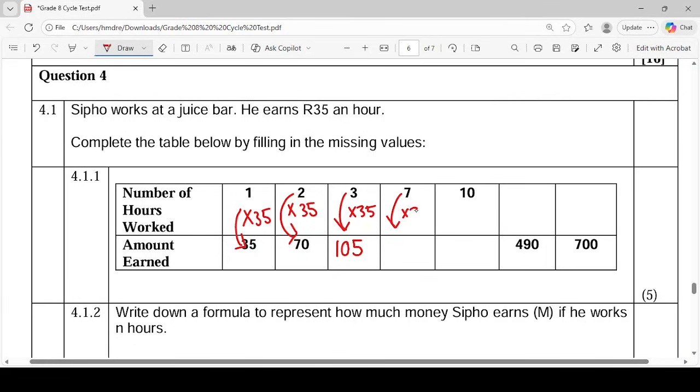So 7 times 35, he gets 245 Rand. 10 times 35, he gets 350. And so if you want to go the other way, 490, if you want to get how many hours it was, you divide it by 35. So 490 divided by 35 is 14. 700 divided by 35 is 20.